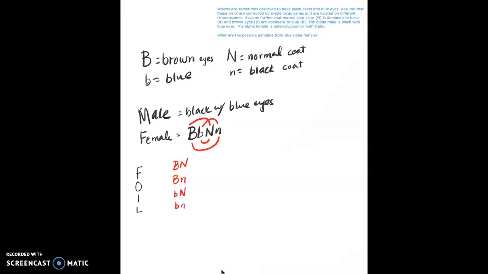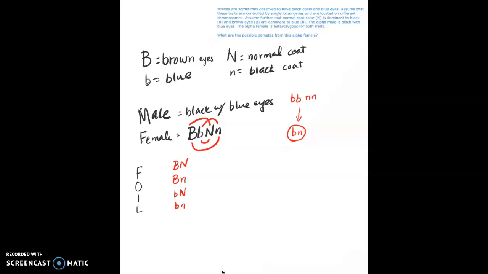For the male, if you know that he has a black coat, then that means that he had to have little n, and he had blue eyes, so that meant he had little b, right? And so again, if we do the FOIL for him, then we would get little b, little n. And since they're exactly the same, this is the only gamete that is possible for the male.